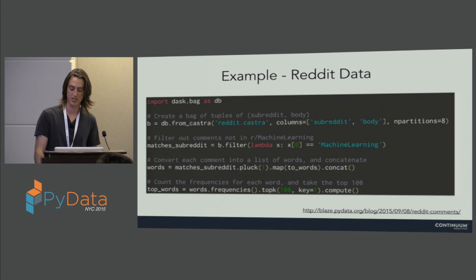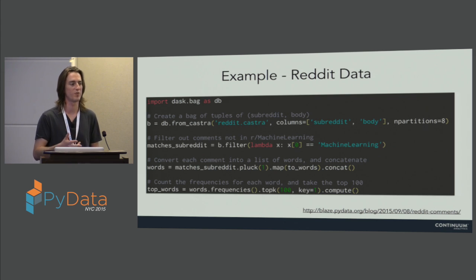There's an example up on our Blaze blog about Reddit comments, the address is down in the bottom corner there. This is pulled out of that. So this is using Dask bag to generate a word cloud for all of the comments from the machine learning subreddit. So we're pulling out the subreddit and body fields of all the JSON blobs. We're filtering for just the comments that are in machine learning. We're plucking out the body field from each of those tuples. We're mapping a function to change the body into a list of words. We're concatenating those lists together, and then we're doing a frequency count and taking the top 10.